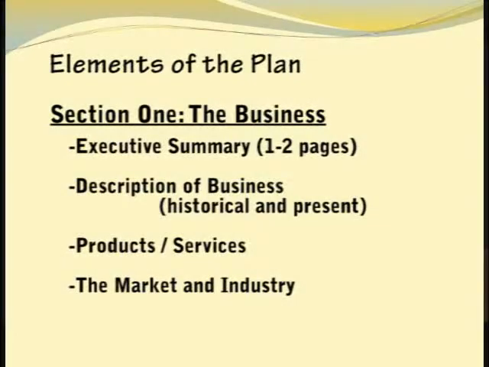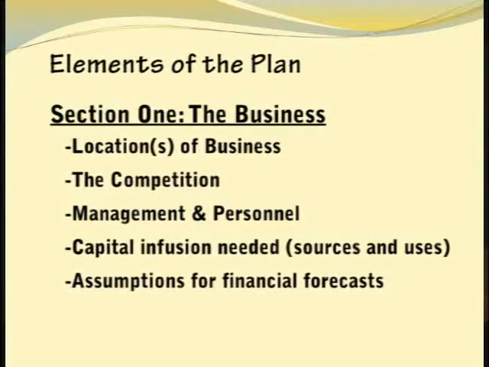So what does a completed plan include when we're talking about all of the elements involved? Well, a basic outline would include Section 1, the business, the executive summary, about 1 to 2 pages. It will include the description of the business, historical and present, products and services, the market and the industry, the location or locations of the business, the competition, the management and personnel, the capital infusion needed, source and use, and assumptions for financial forecasts.